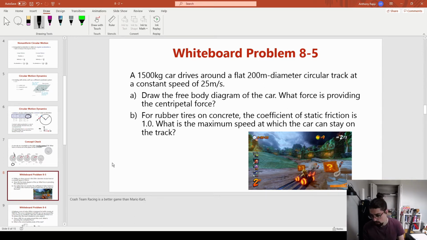And it would be a sick drift in this picture if only they were actually using the boost properly. But can't have everything. Mario Kart, get out of here. I only play good kart games, thank you very much.